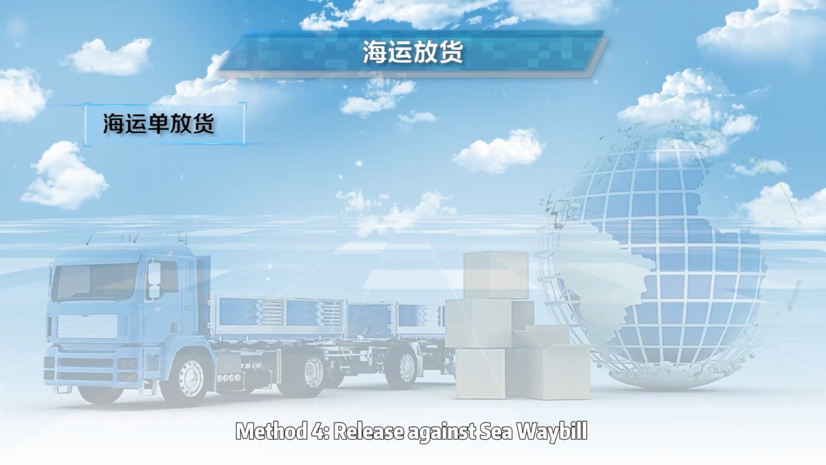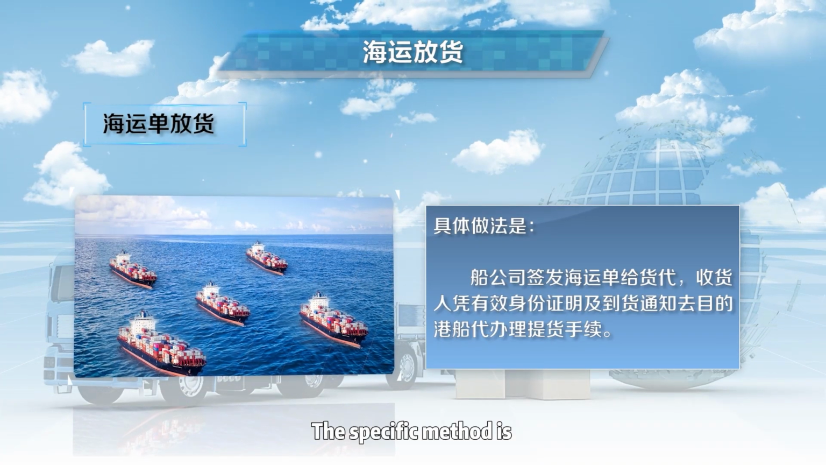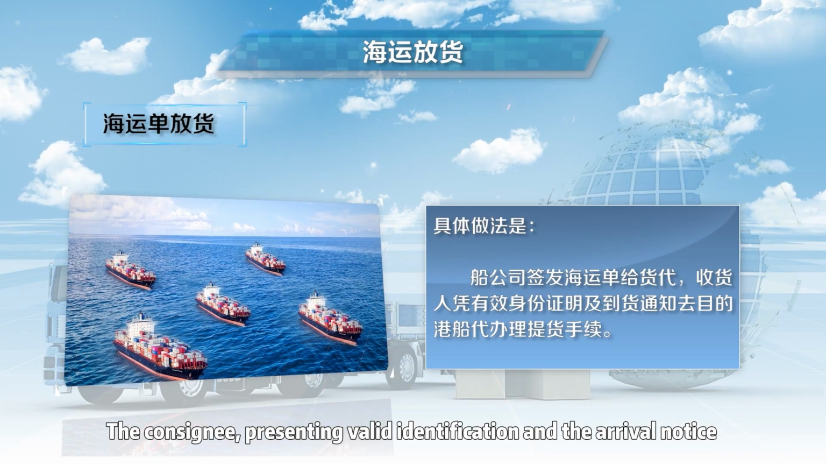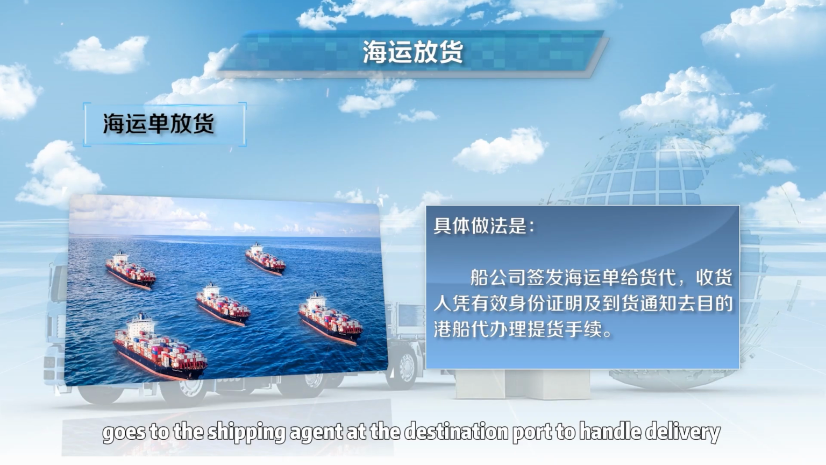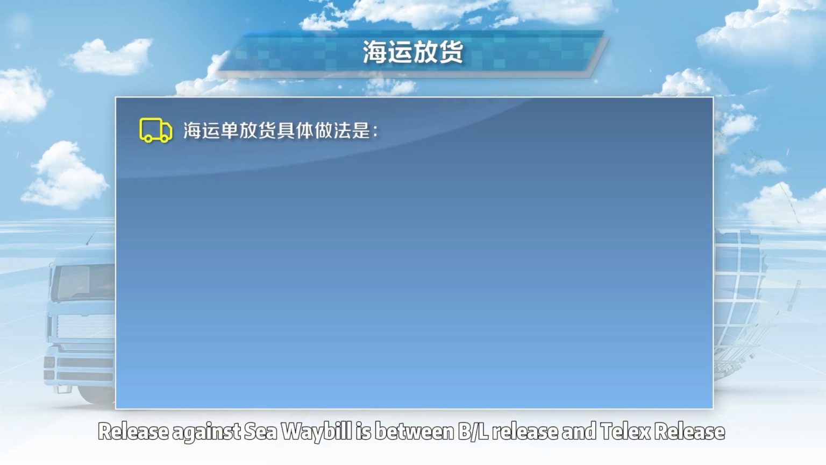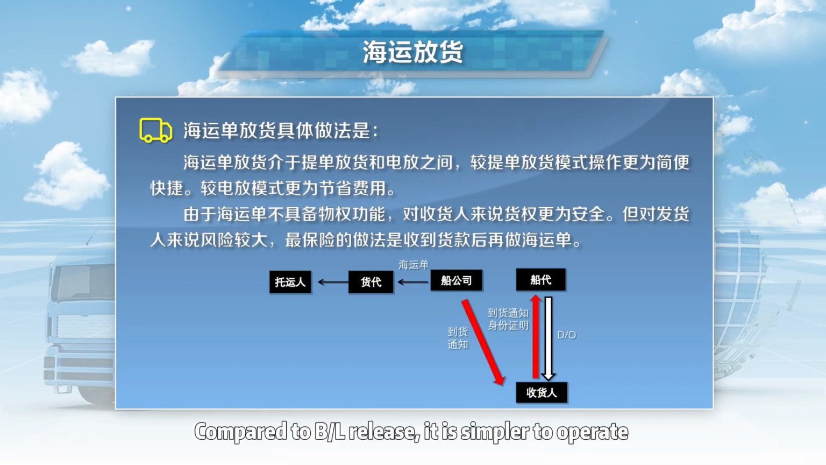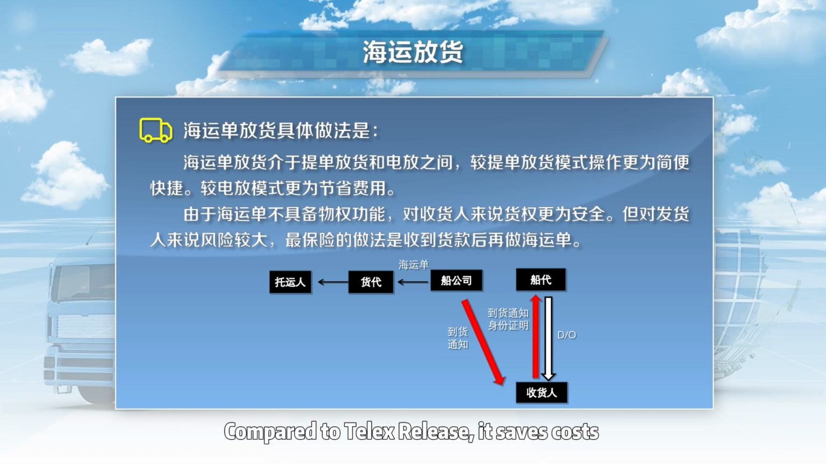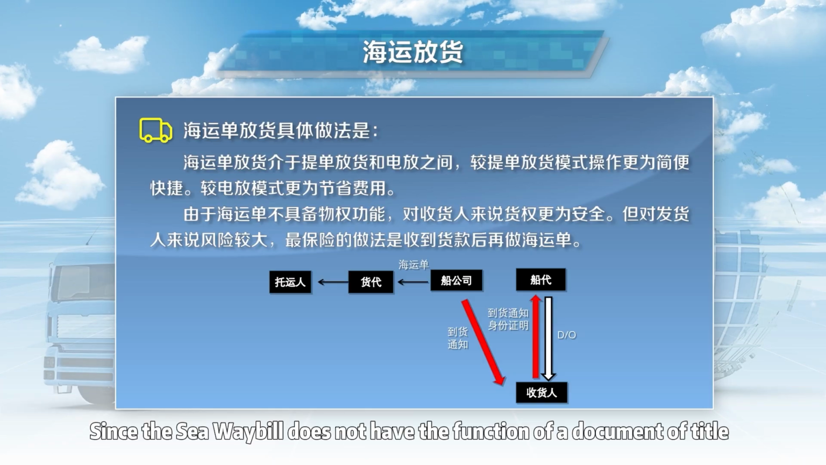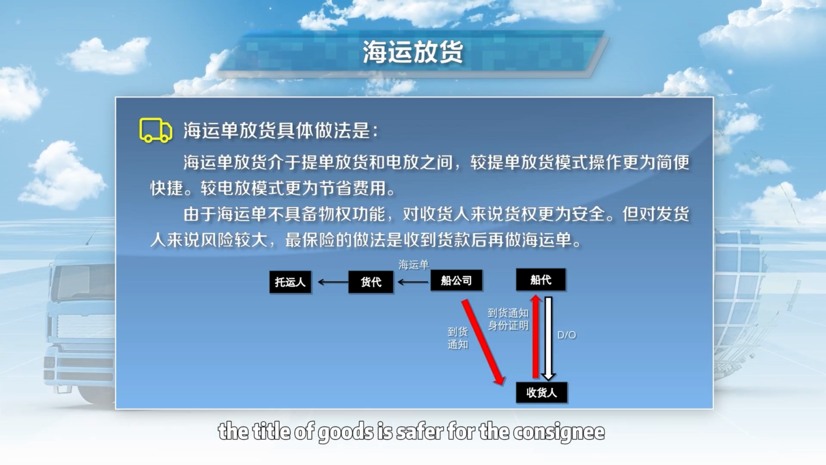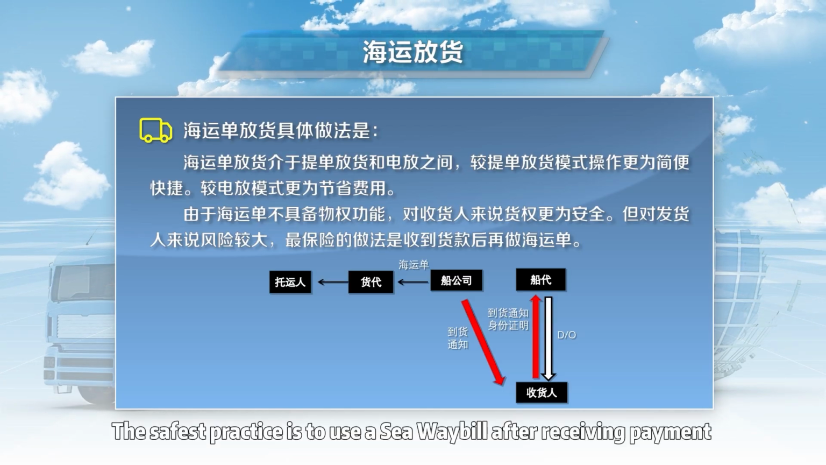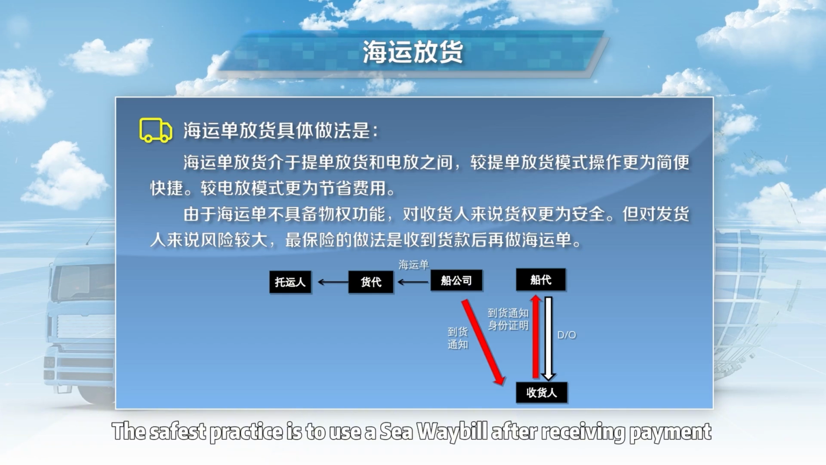Method 4. Release against seaway bill. The specific method is the shipping company issues the seaway bill to the forwarder. The consignee, presenting valid identification and the arrival notice, goes to the shipping agent at the destination port to handle delivery. Release against seaway bill is between BL release and telex release. Compared to BL release, it is simpler to operate. Compared to telex release, it saves costs, since the seaway bill does not have the function of a document of title. The title of goods is safer for the consignee, but the risk is greater for the shipper. The safest practice is to use a seaway bill after receiving payment.